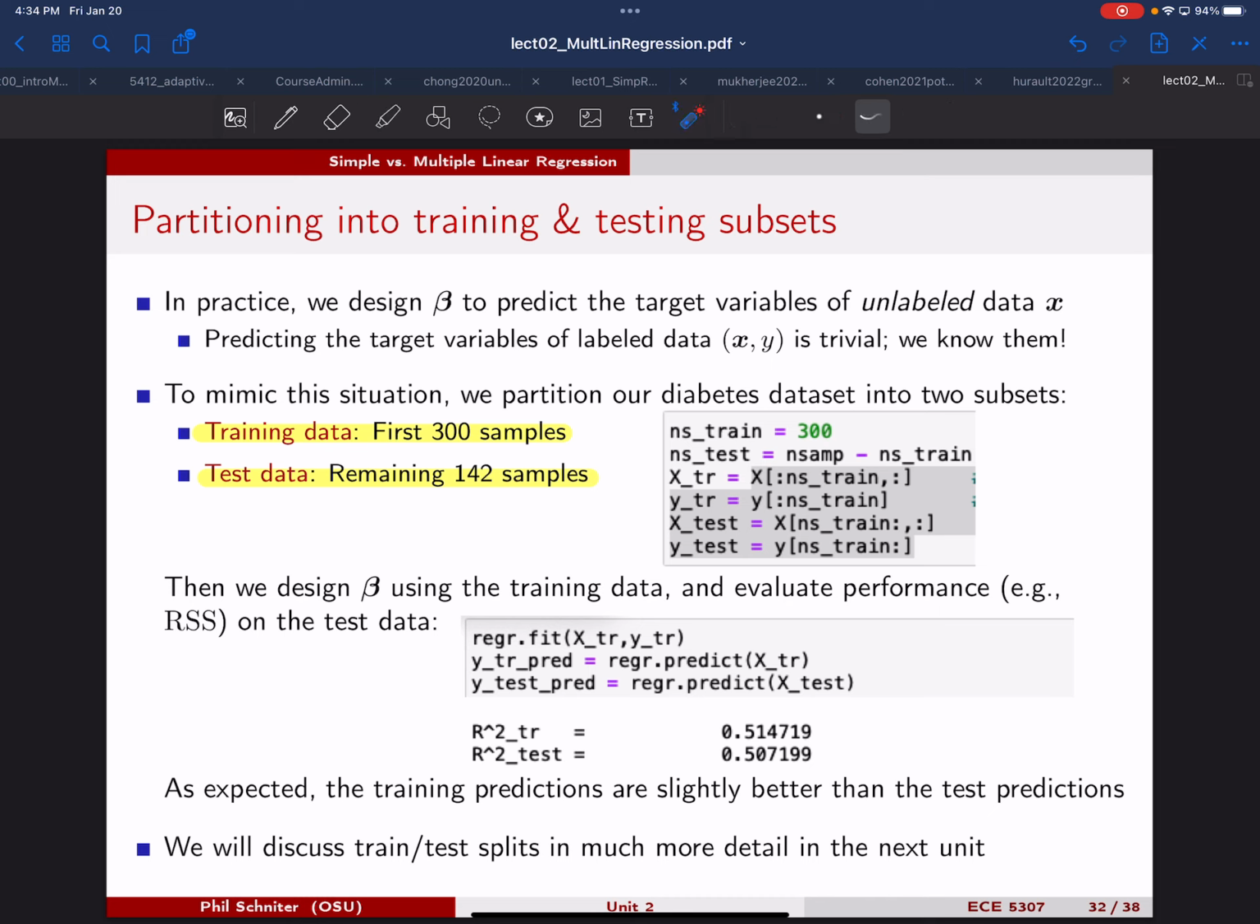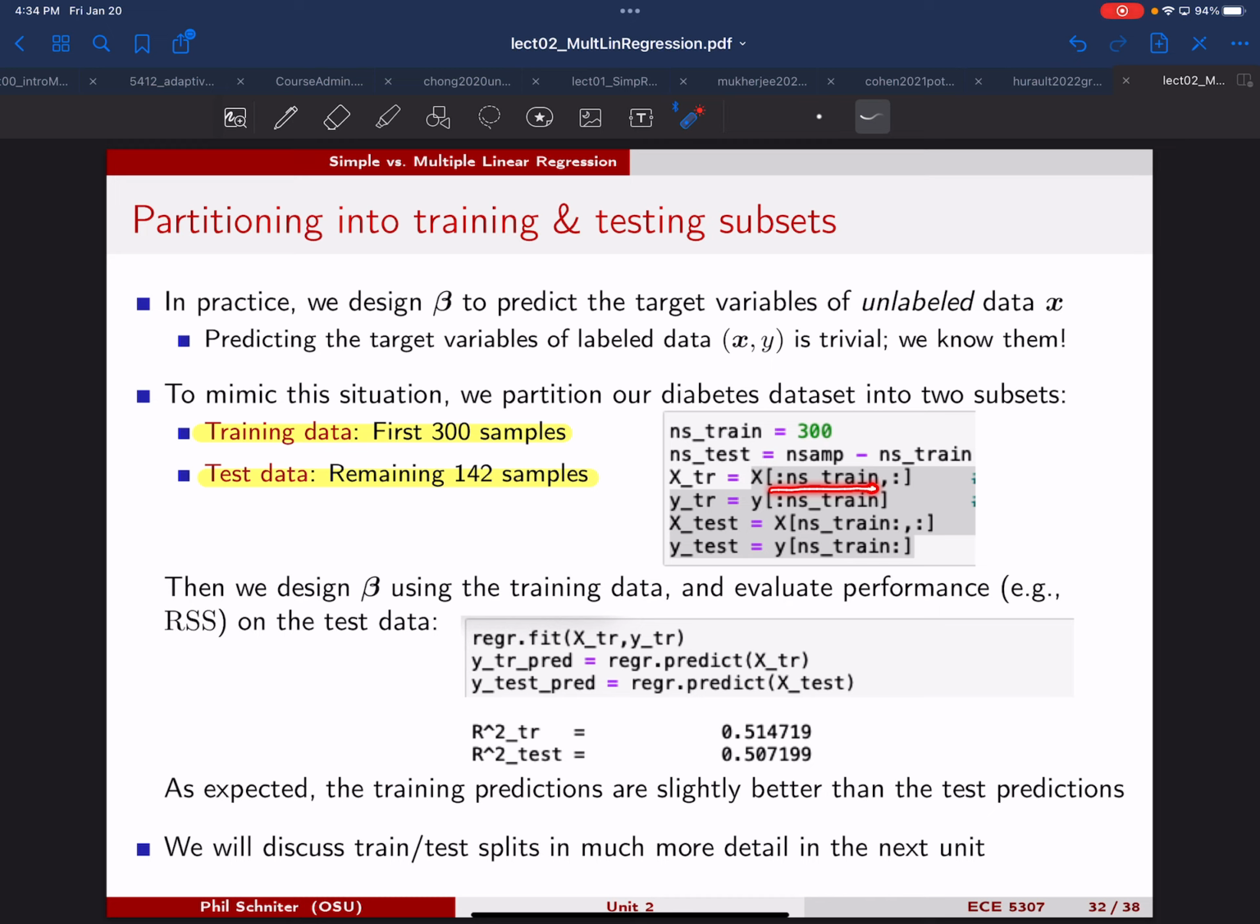And here you can see how we did this in the code. We set 300 for NSTrain. NSTest is the total number, which is 442 minus NSTrain. And then we take our total, this is our feature matrix X, which contains all our data. But instead of using all the rows, we're going to use row 0 down to row NSTrain.